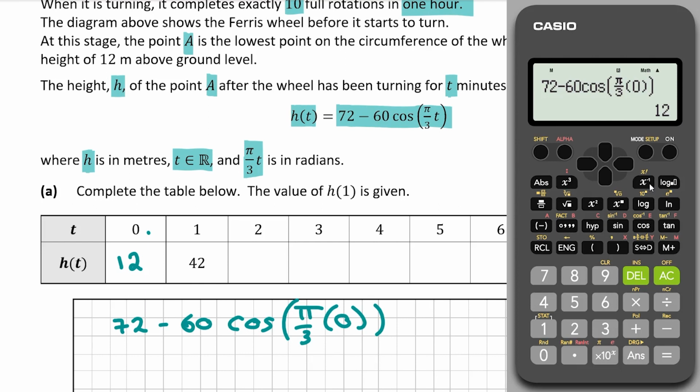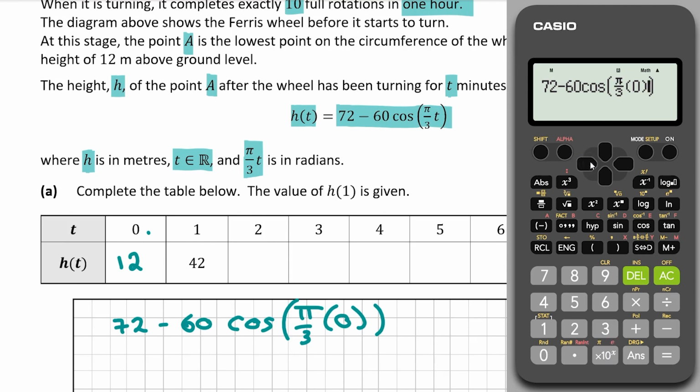One thing to note, if you're struggling to find pi, if you have a Casio calculator, the same as mine on the screen, what you're going to do is press the shift button and then press the button in the middle of the bottom row. And you can see the pi up there in yellow. So press shift and then press that button down in the middle of the bottom row.